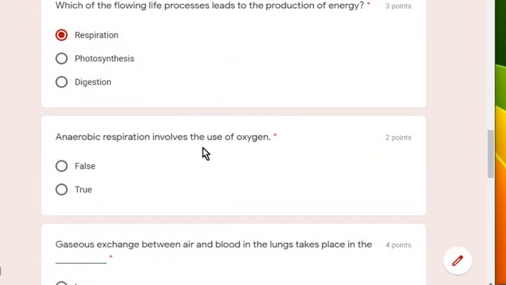Anaerobic respiration involves the use of oxygen. That is false. Anaerobic respiration does not use oxygen. It's rather aerobic respiration which makes use of oxygen. But anaerobic and aerobic respiration are both forms of cellular or internal respiration.